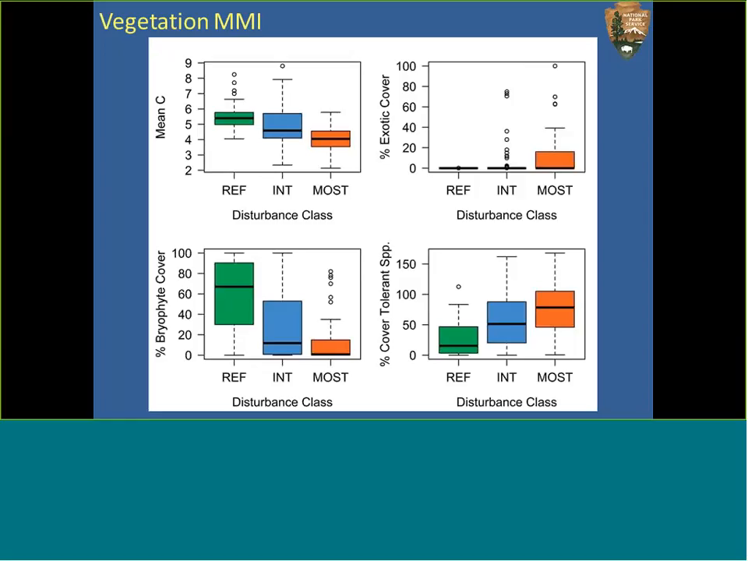So the metrics that worked best for this one were mean C, percent exotic cover, percent bryophyte cover, and percent tolerant cover of native species. I should mention that the vegetation data I used was the average cover averaged across all 5 of the vegetation plots for each assessment area.